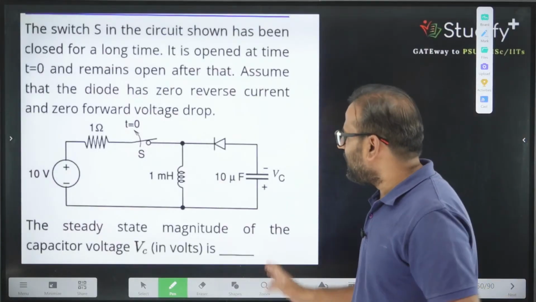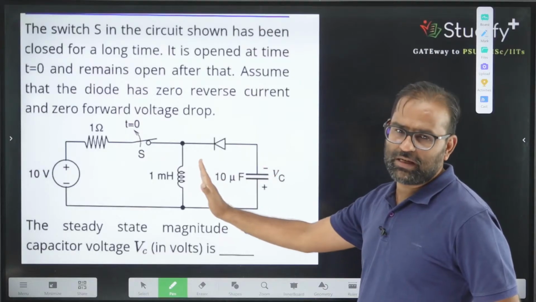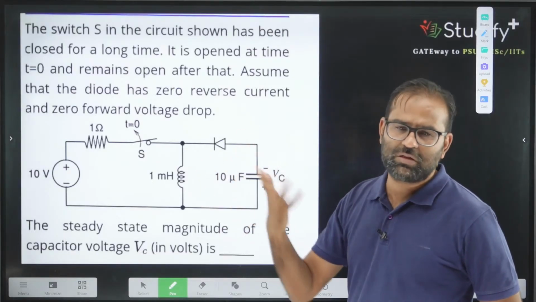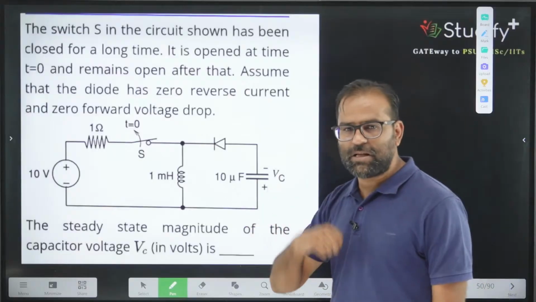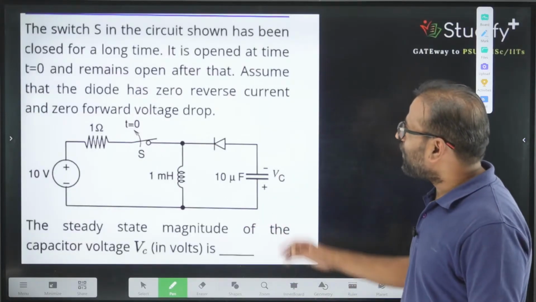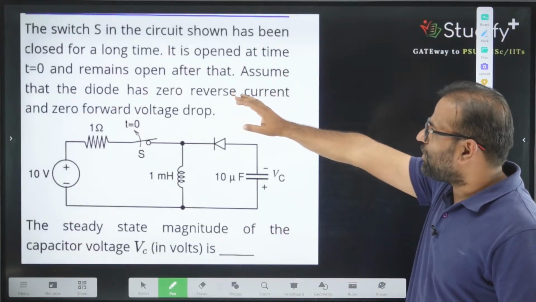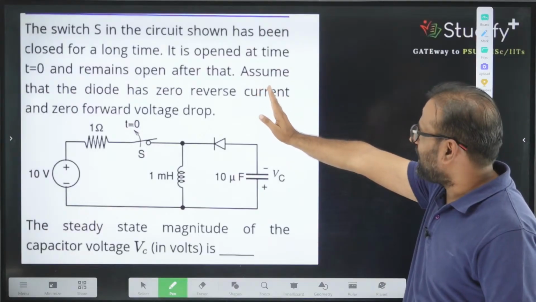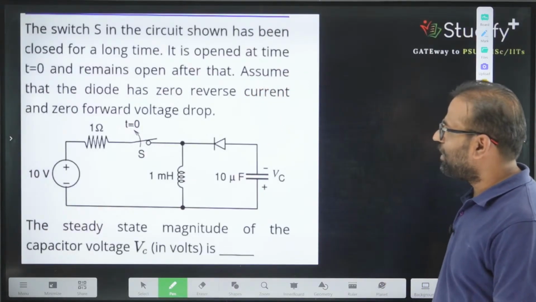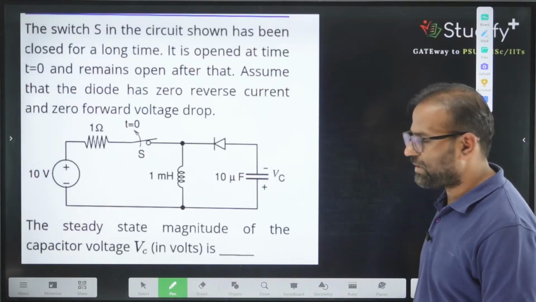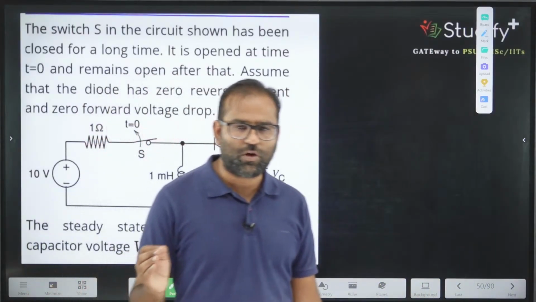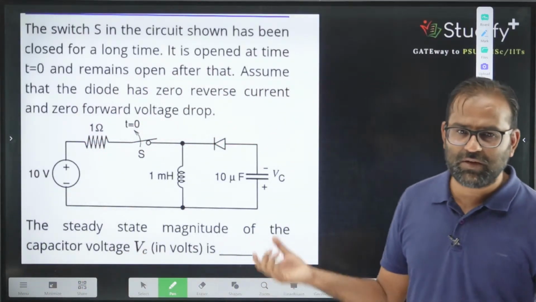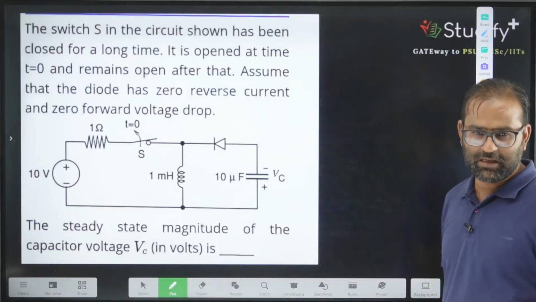Fine. And whenever we are having a second order circuit, meaning L and C are together, generally our first idea is to apply the Laplace transform in this type of circuit. So for a long time it is closed, it is opened at t equal to 0 and remains open after that. Assume that the diode has 0 reverse current and 0 forward voltage drop. 0 forward voltage drop means when the diode is forward biased, it will act as a short circuit, and when it is reverse biased, it is open circuited.